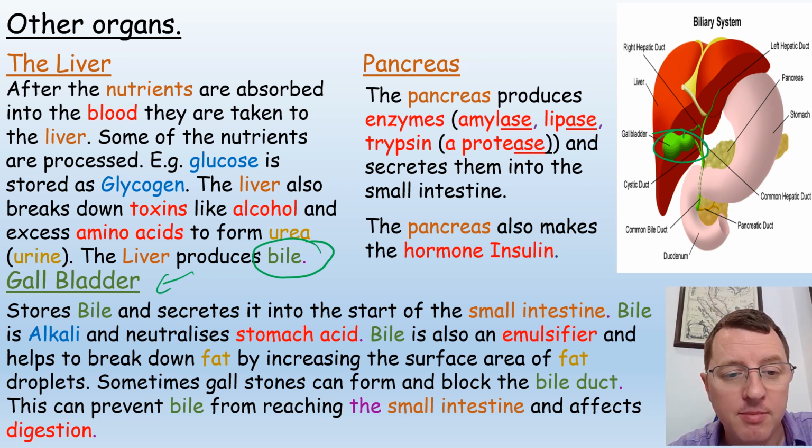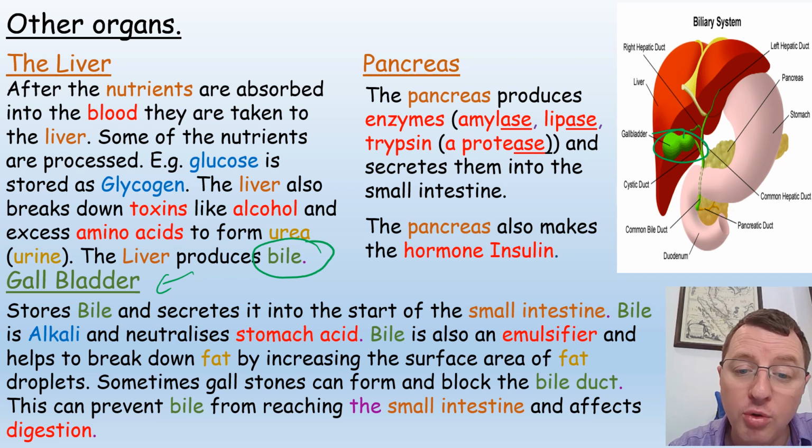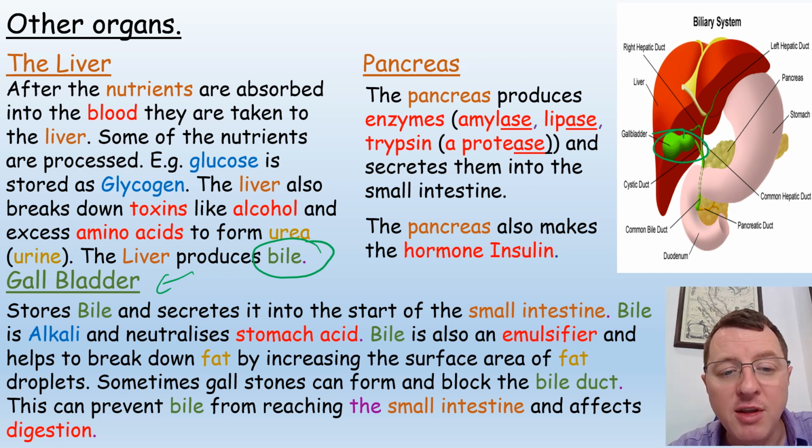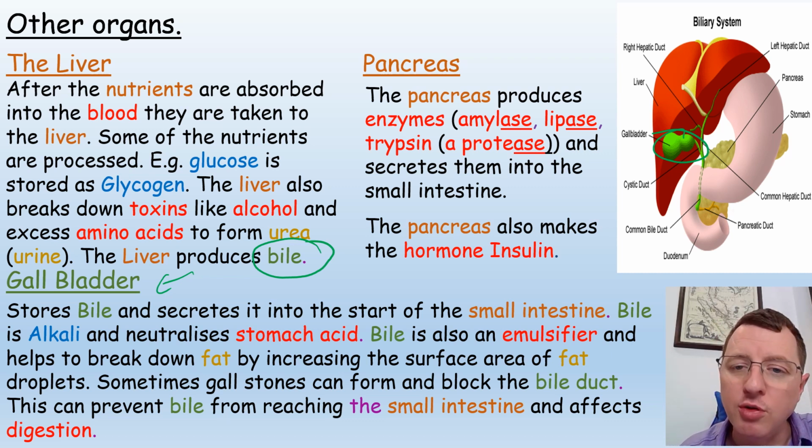Now sometimes you do get gallstones which can form and block the bile duct, and this can prevent bile from reaching the small intestine and therefore affect digestion. For example, we won't be able to neutralize the stomach acid, the pH will be far too low, and that will denature a number of the enzymes in the small intestine, which means that you won't have efficient digestion, so you won't be able to absorb the nutrients from your food.